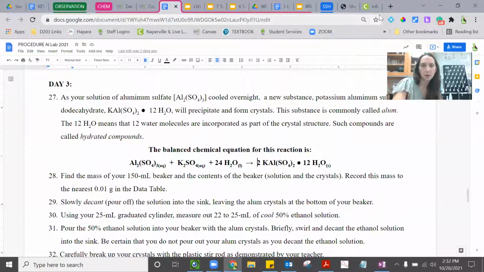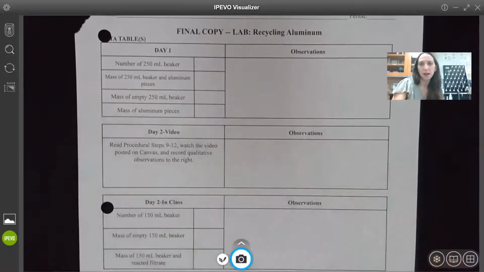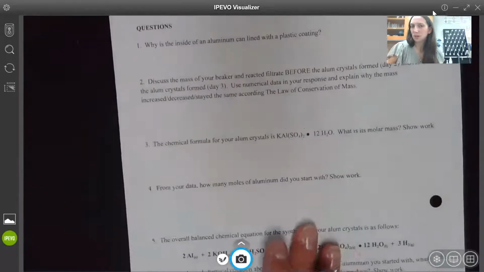And we're going to start with number 1 after your data table. I'm going to bring it up on my screen. There's our aluminum lab procedure. Here's our aluminum lab calculations we're going to be working on. And the calculations start on the next page.